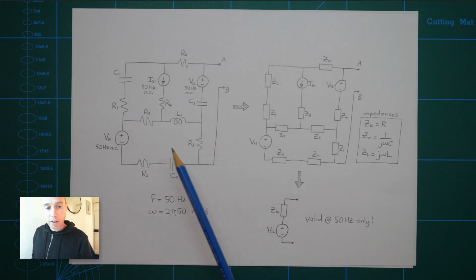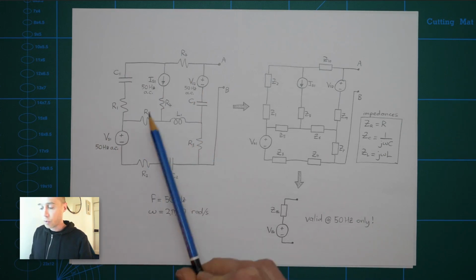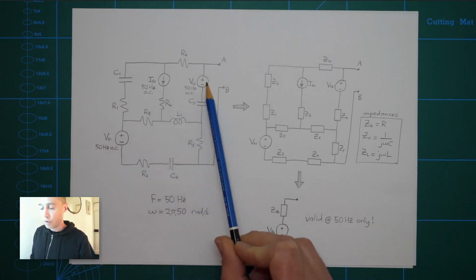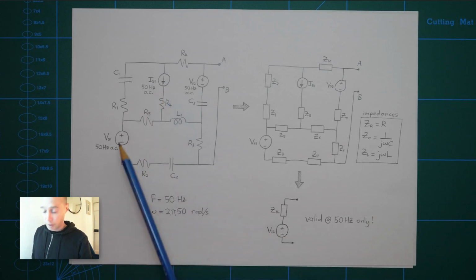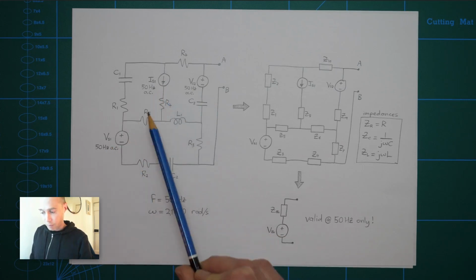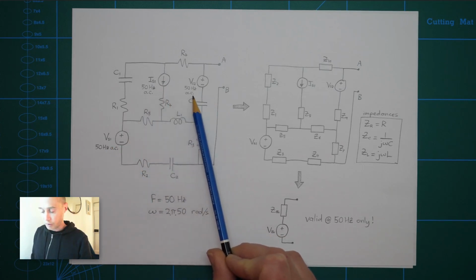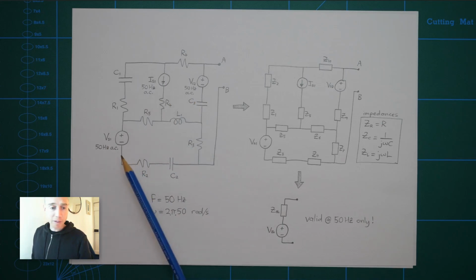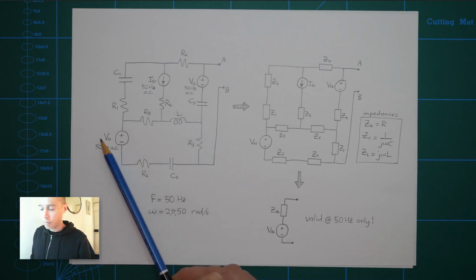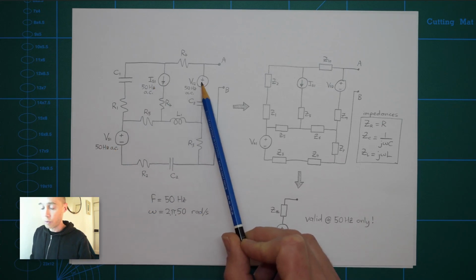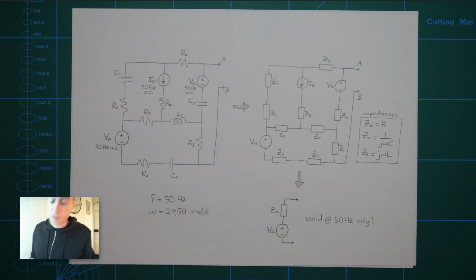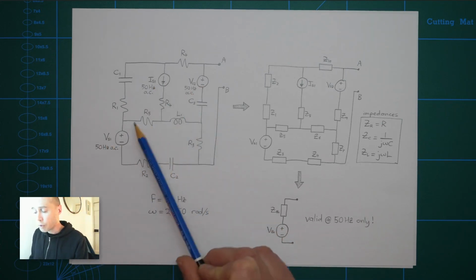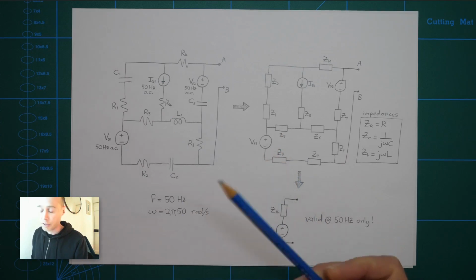But one key thing to notice is that the three sources that are present, these two voltage sources and this current source, they all have the same frequency. So they're all 50 Hertz. Now, I haven't specified the exact values of these, VS1, IS1 and VS2. I'm imagining that they're phasor values, so complex numbers. But the important thing is that they all have the same frequency.